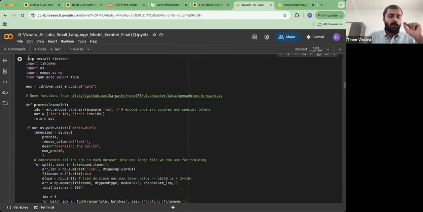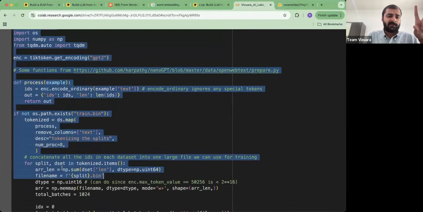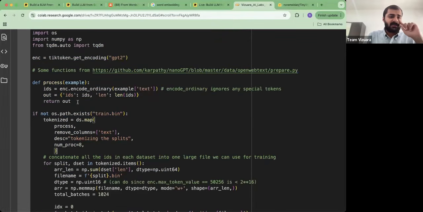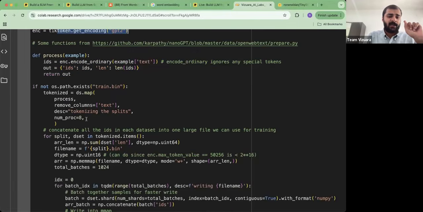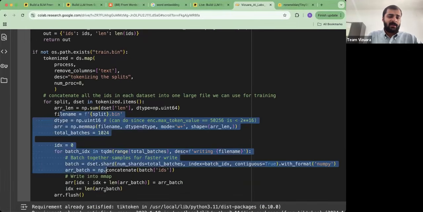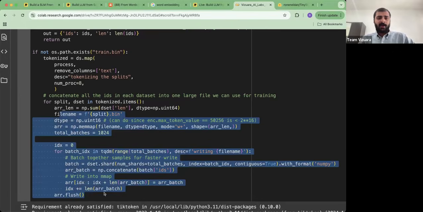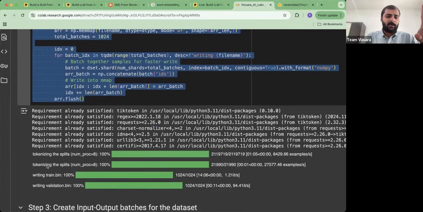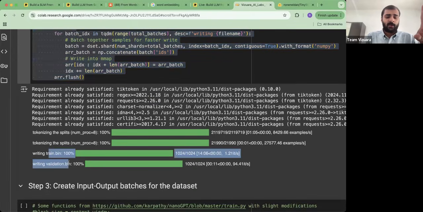So if you look at the code over here for step number 2, there are two things which are happening here. There is the tokenization which is happening here. We are using the byte pair encoder from GPT-2. And the second step here is that we are writing all of the token IDs onto the disk. So after this step is finished, we have two files. We have train.bin file and we have validation.bin.